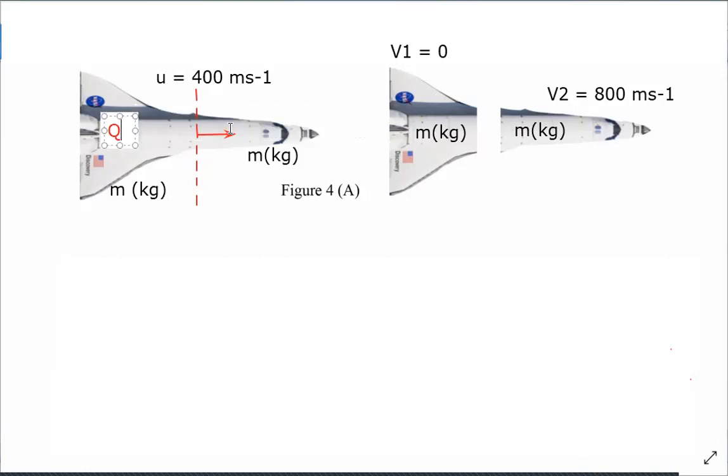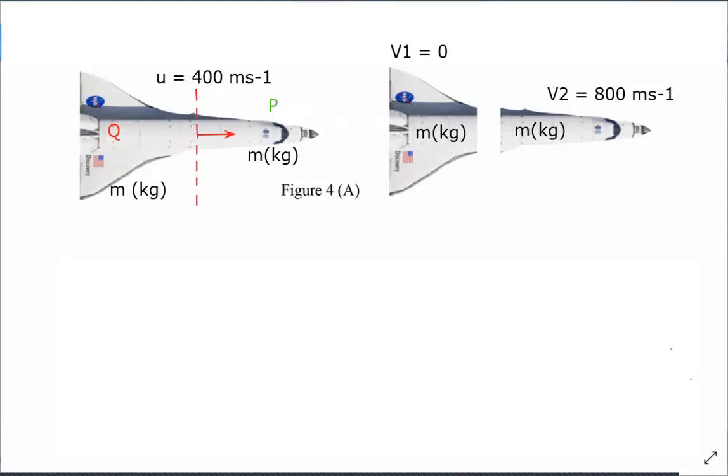According to Newton's third law of motion, the piece P should give an equal and opposite force. So the piece P will give another force in this direction. Can you understand it? Right?